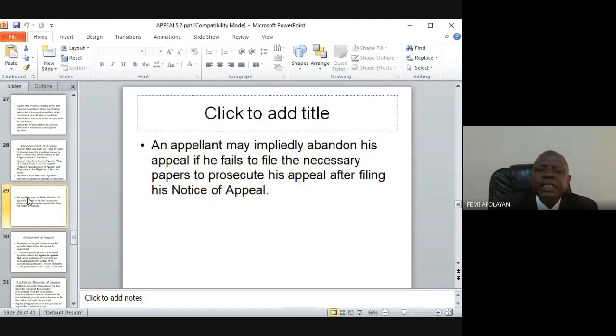Then please note that an appellant may impliedly abandon his appeal if he fails to file the necessary papers to prosecute his appeal after filing his notice of appeal. So maybe he just walks away. So the court in that circumstance may consider the appeal as having been abandoned and strike it out.